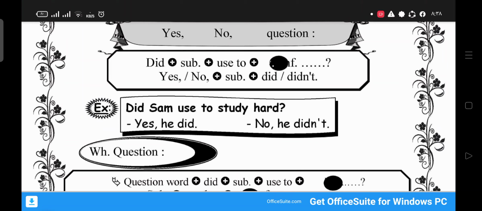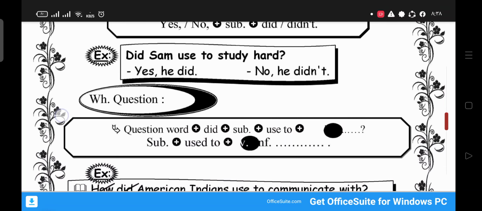Let's make a yes or no question. To make a yes or no question, you start with the auxiliary verb. The auxiliary verb is did. Did plus the subject, then used to plus infinitive verb. Like, did Sam use to study hard? The answer is yes he did or no he didn't.